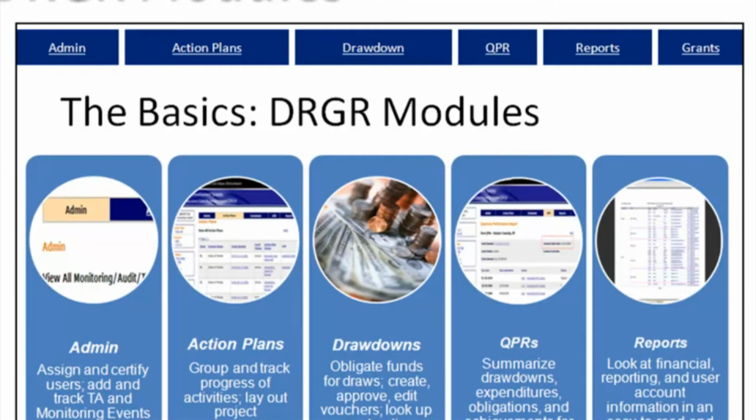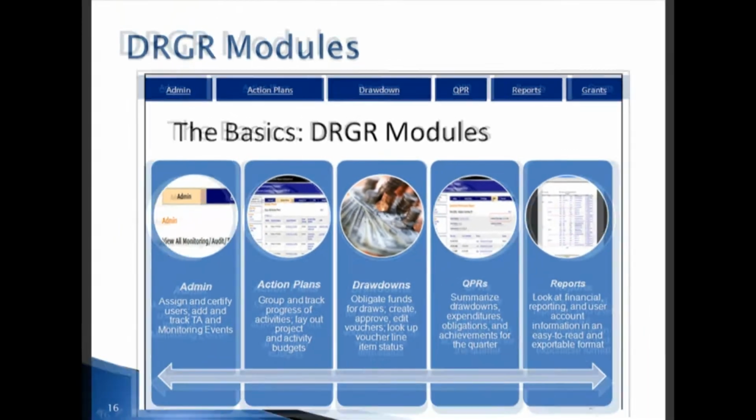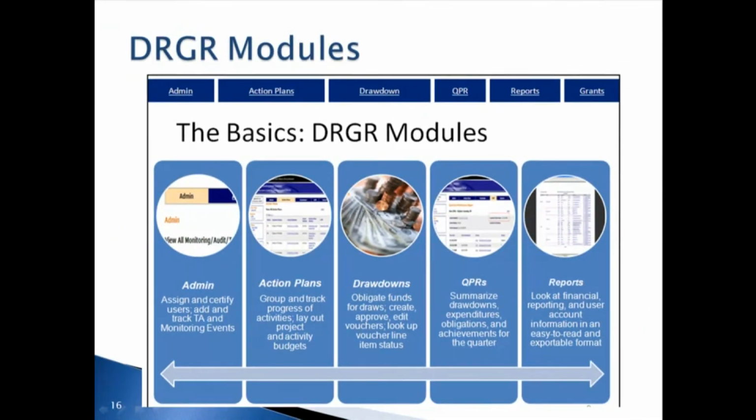DRGR was initially designed for a program that mandates quarterly reports. The Rural Innovation Fund program participants will utilize this section for our semi-annual reporting requirements. The Reports module is an easy-to-use tool for looking at financial, programmatic, and user account information that can be exported into either PDF or Excel format. This tool will be helpful when researching specific information without having to sift through an entire semi-annual report.